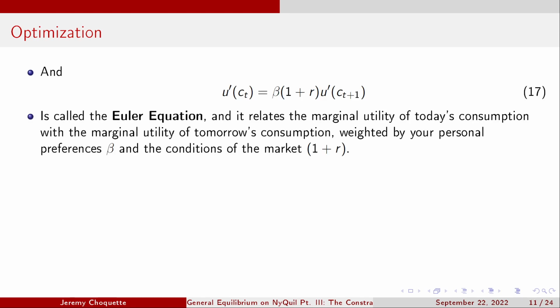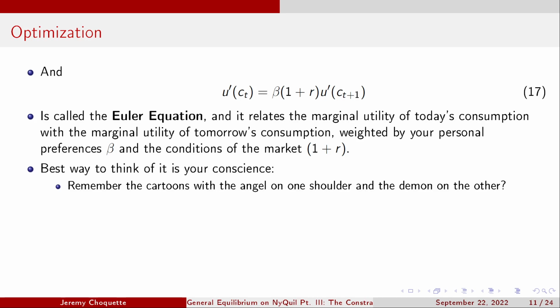Now, this right here is called the Euler equation, and it relates the marginal utility of today's consumption with the marginal utility of tomorrow's consumption. The marginal utility of tomorrow's consumption is weighted by your personal preferences, beta, and the conditions of the market, 1 plus the interest rate. So you can kind of think of that beta times 1 plus r as like your conscience.